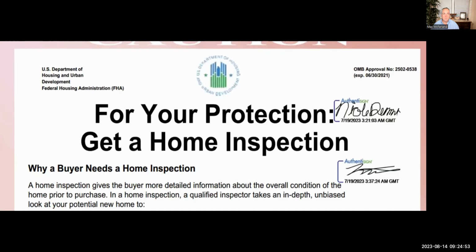If I'm wanting to tell the buyer to get their home inspected, which form would I use? Inspection information. Inspector information form. Thanks. Awesome. Two superstars right there.